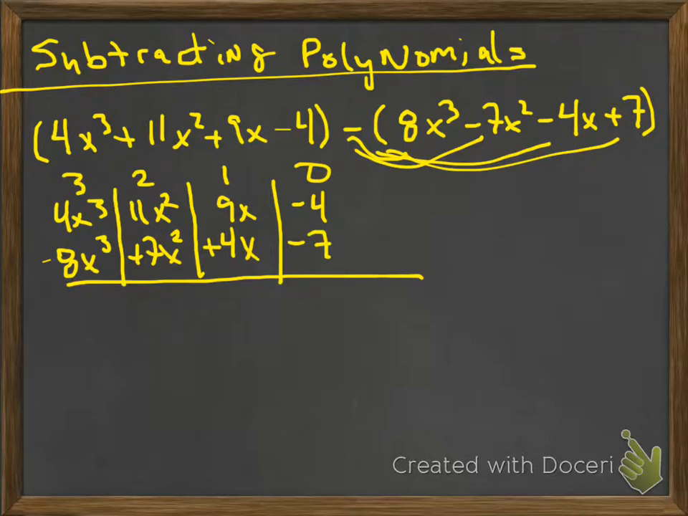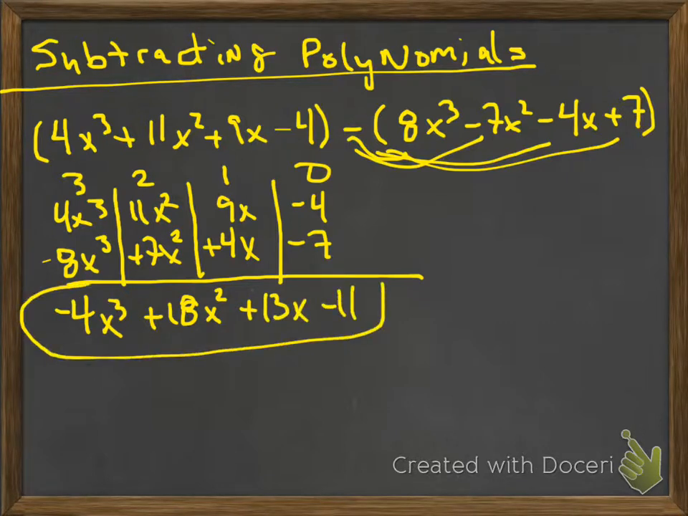Then I combine. 4 minus 8 is negative 4x cubed. 11 plus 7 is 18, positive x squared. 9 plus 4 is 13x. And negative 4 minus 7 is negative 11. And there you go.